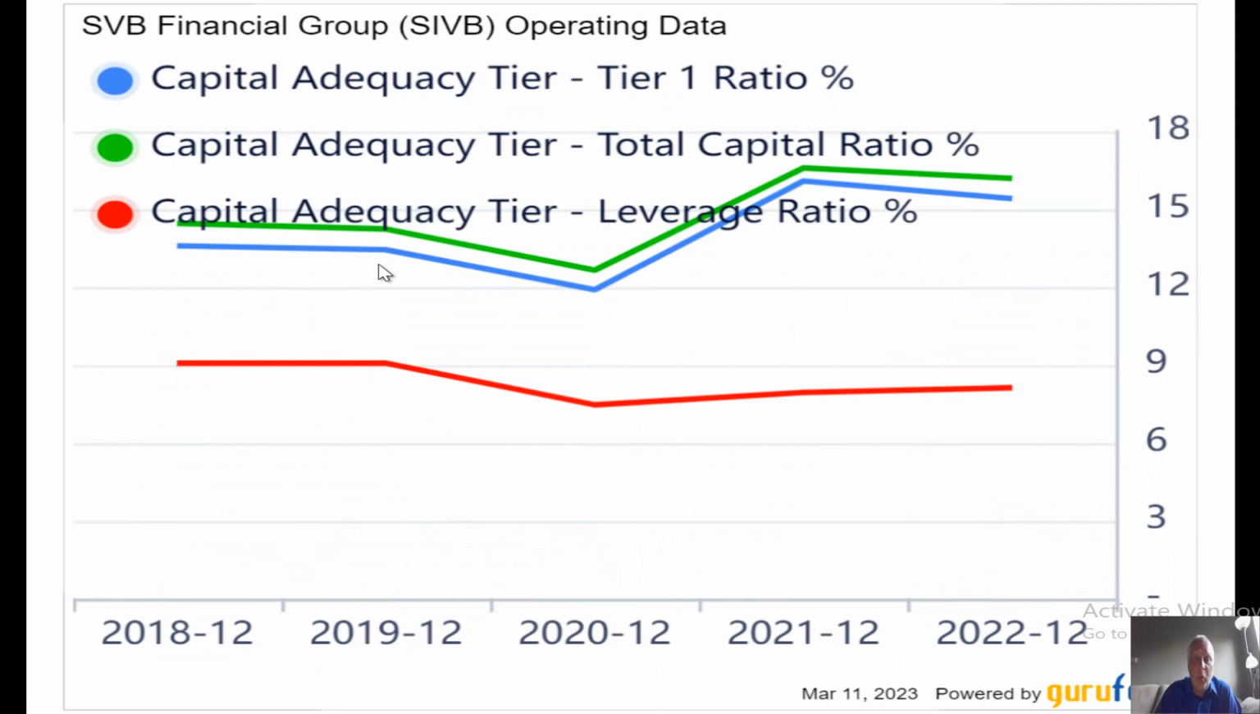SVB, just like Morgan, didn't have hardly any equity. Banks aren't required to. So here we look at the capital adequacy tier 1 ratio in blue, around 15. Tier total capital ratio also about 15. And capital adequacy tier leverage ratio here around 8. So not much equity. Banks aren't required to have much equity.